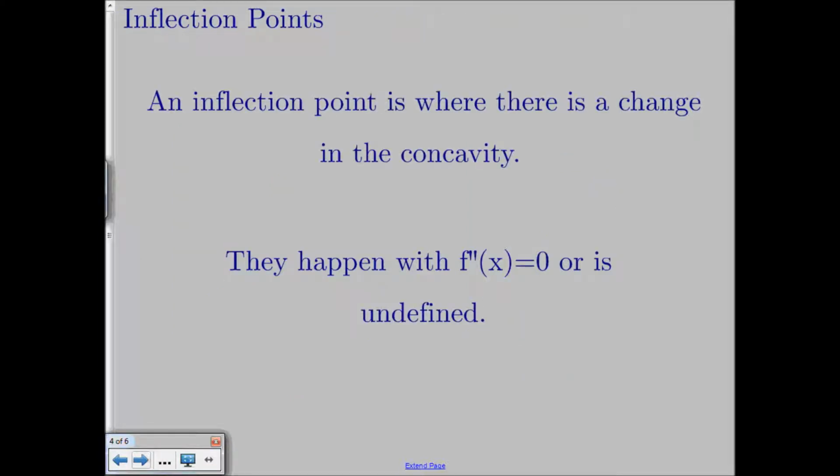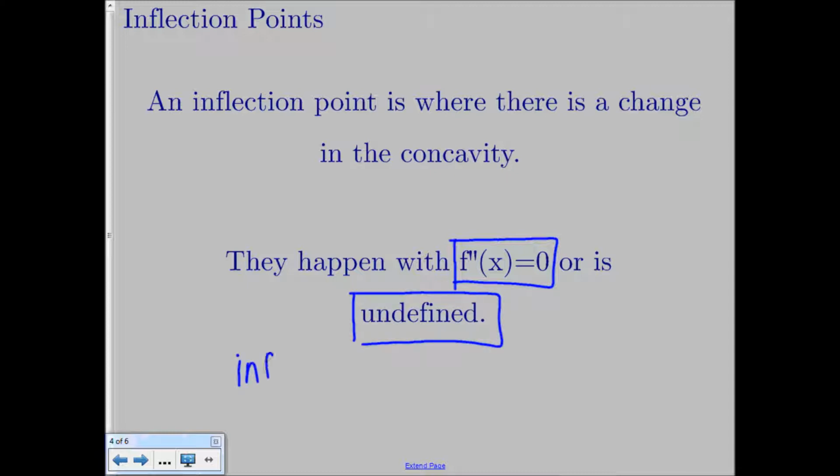Okay, so another important definition to know that goes along with concavity and the second derivative is that of an inflection point. An inflection point is where there's a change in the concavity. Just like we learned that there is a minimum or maximum when the first derivative changed signs, we're going to look for when the second derivative changes signs as well. Inflection points, this is really important to note, only happen when the second derivative is either equal to 0 or undefined. So in other words, the inflection points are the critical values of the second derivative. Those are the critical numbers that we always want to look for.